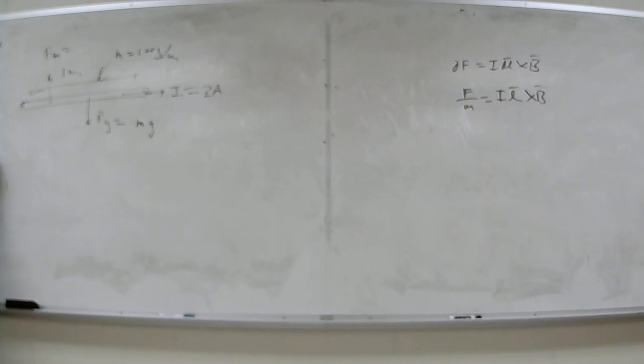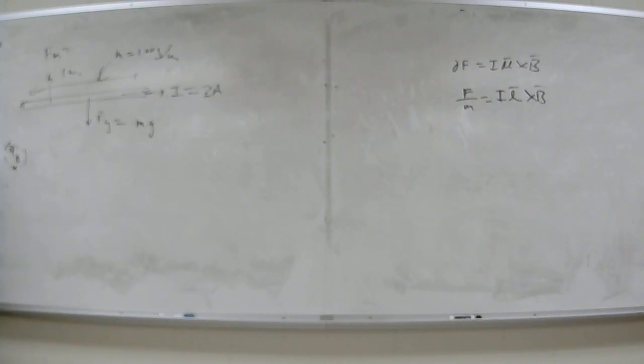It's going to have some B naught. I don't really care about the value at this point. I'll put a cross, because it's going into the board. We don't know the value yet though. I hope you understand this. I'm trying to make this as simple as it needs to be.